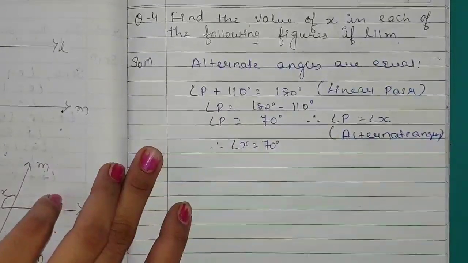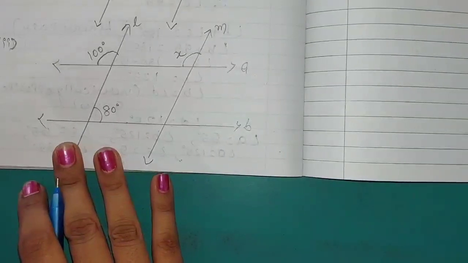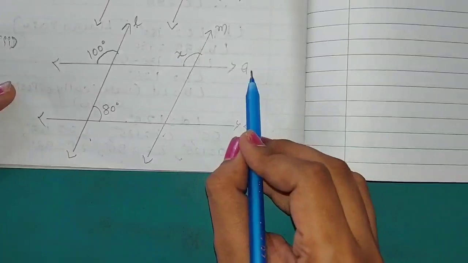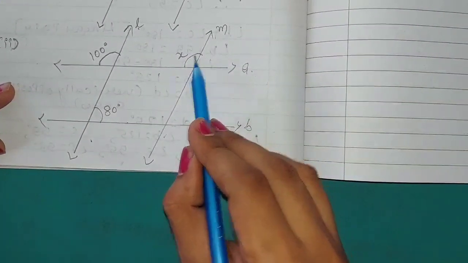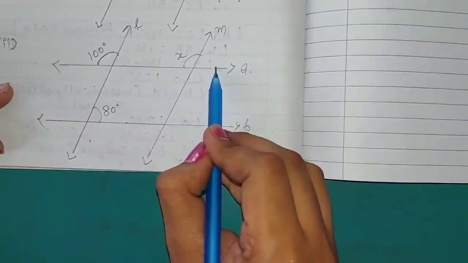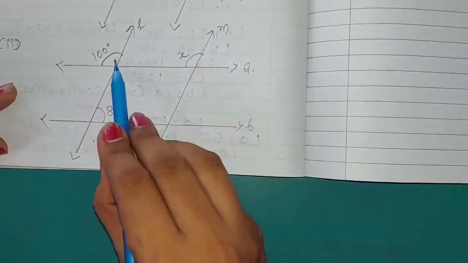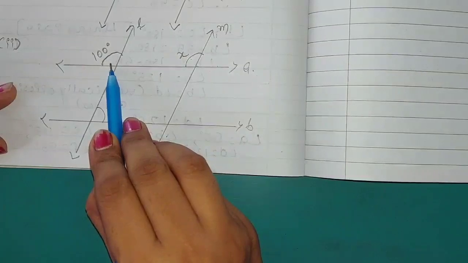Now let us find the answer for the other figure. So students, in this figure you can observe that L and M are parallel and A is a transversal. So here we have to find angle x. Here you can see an F shape is forming. So there are corresponding angles, and corresponding angles are equal. Therefore angle x equals 100 degrees because of corresponding angles.